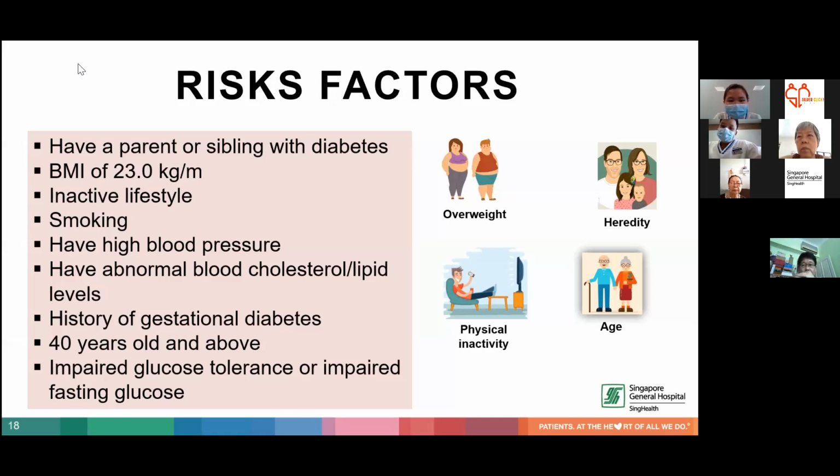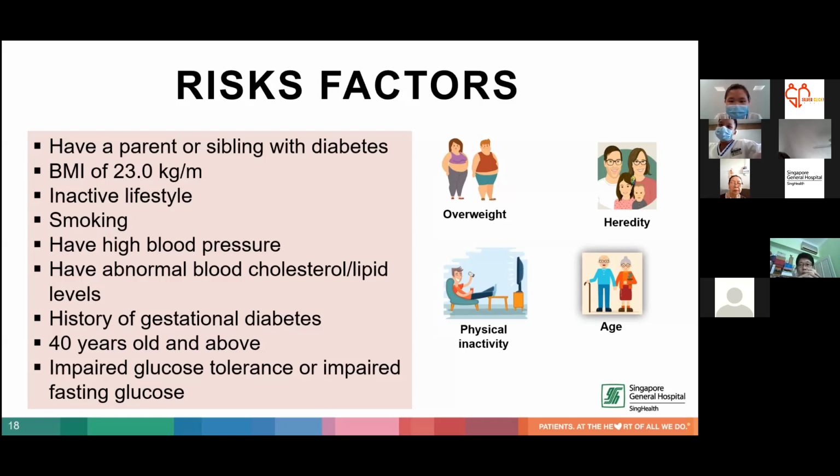The fourth point will be smoking. As we know, smoking itself can lead to many issues, and it can also increase the risk of developing diabetes. Having high blood pressure and high blood cholesterol is also a main issue in developing diabetes, as was mentioned earlier, because high blood pressure and high blood cholesterol can damage the vessels and give rise to the development of diabetes over time.